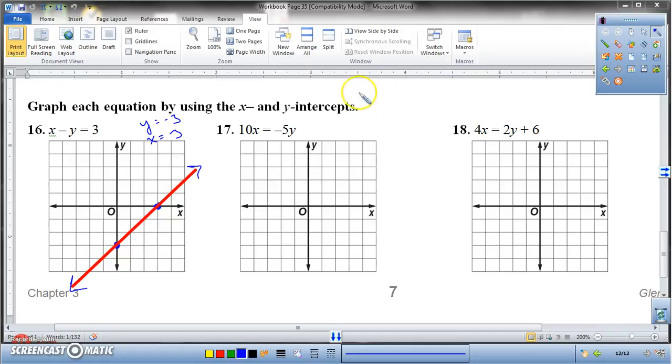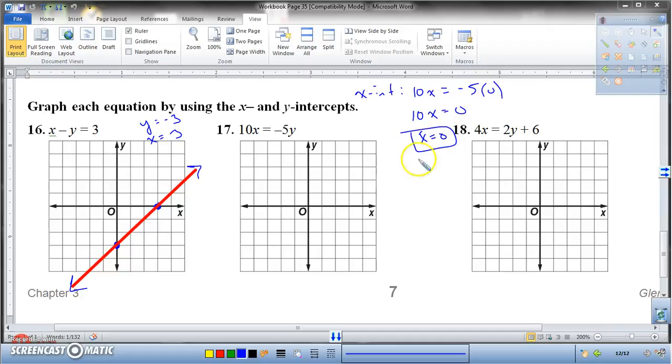So for my x-intercept on number 17, I would plug in 0 for y. And this is going to give me 10 times x is equal to 0. And if you want to go ahead and divide by 10 there, you can. But for me to multiply 10 by something and get 0, that something has to be 0 itself. And so that gives me the point 0 for y, 0 for x, which is the origin.